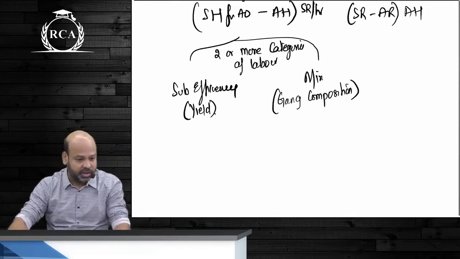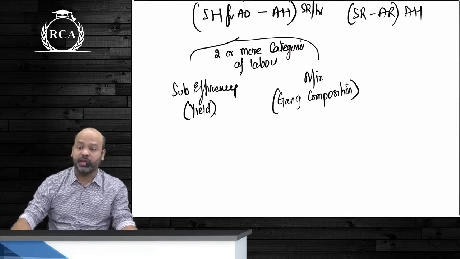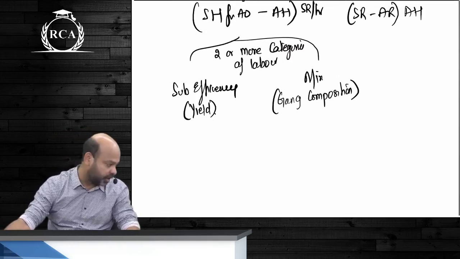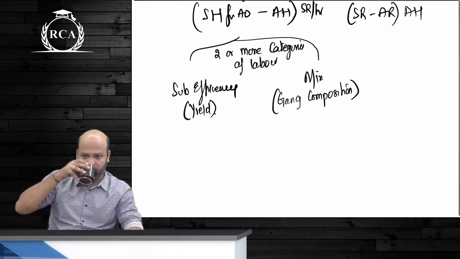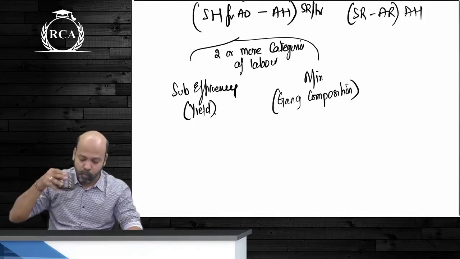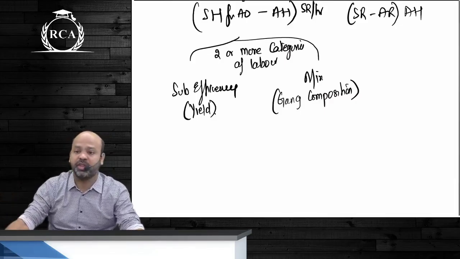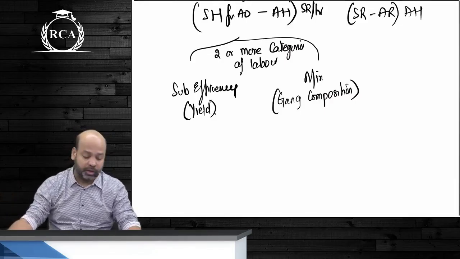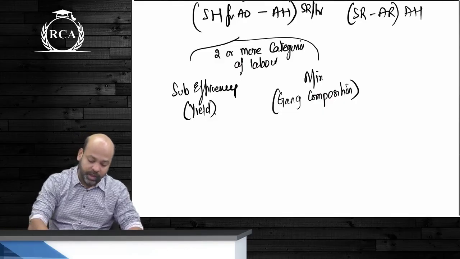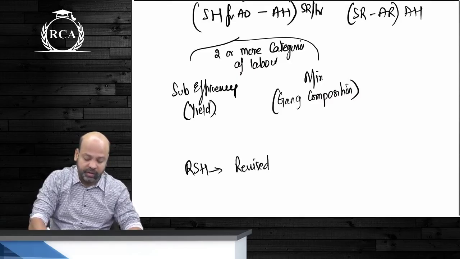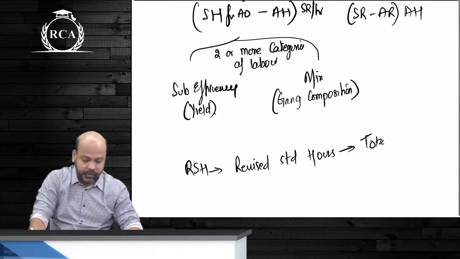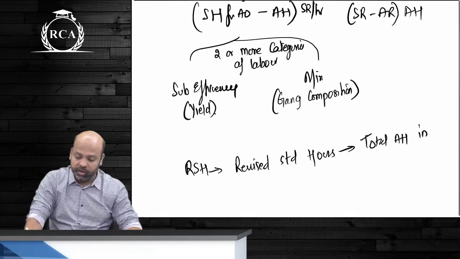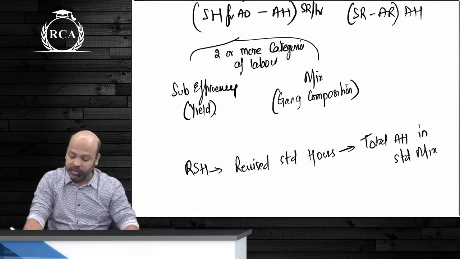That name doesn't change. So to compute sub-efficiency variance and mix variance, yesterday we introduced a new term. What was that new term? To compute sub-efficiency and mix variance here, what should be the term that we should introduce? RSH. What will be RSH? RSH stands for revised standard hours, which is total actual hours in standard composition or standard mix. You can use the word standard mix here also.